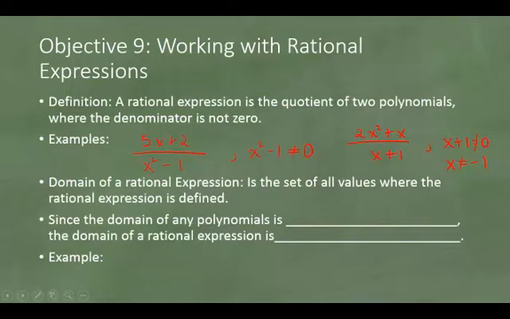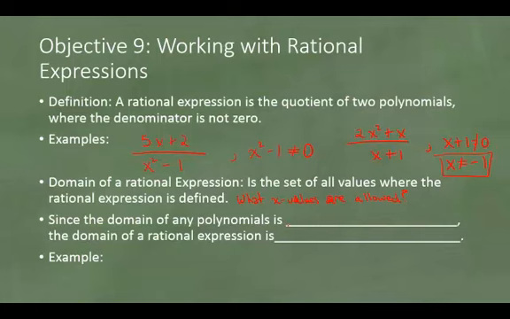The domain of a rational expression is the set of all values where the rational expression is defined. In other words, what x values are allowed. For example, in this last rational expression, the only thing that was not allowed for x was negative 1.